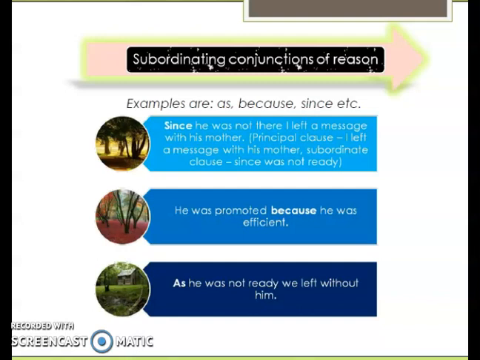Next we have subordinating conjunctions of reason. For example, as, because, since. We use them to show the reason of an action, like why something has happened. If you look at example number 2, he was promoted because he was efficient. It answers the question why he was promoted. In example 3, as he was not ready, we left without him. Here the word as is introducing the subordinating conjunction of reason.